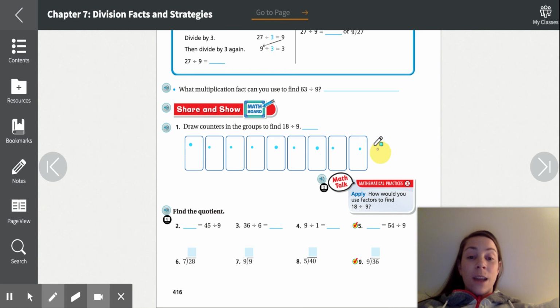All right, I've counted up to 9 so far. 10, 11, 12, 13, 14, 15, 16, 17, 18. So I already counted the total with 18. The 9 was the groups, and so what's left for me to count is how many in each. So how many's in each? 2.